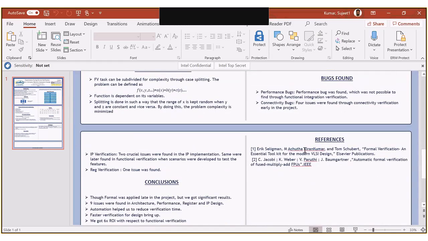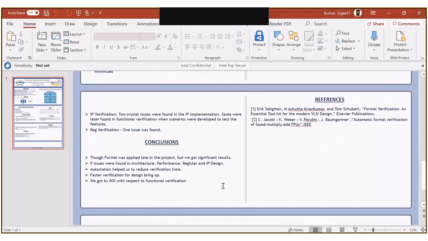Now let's talk about bugs found. One performance issue was found which would not have been found through functional integration verification. We got 4 connectivity issues early in the project. 2 crucial IP design issues were found, which were later also found in functional verification when scenarios were developed to test the features. In register verification, 1 issue was found.